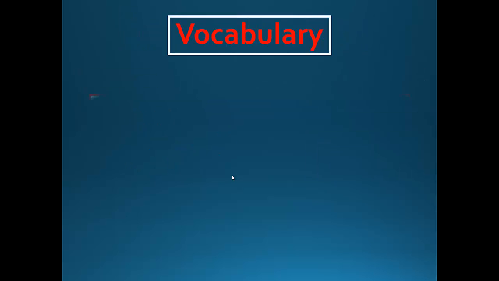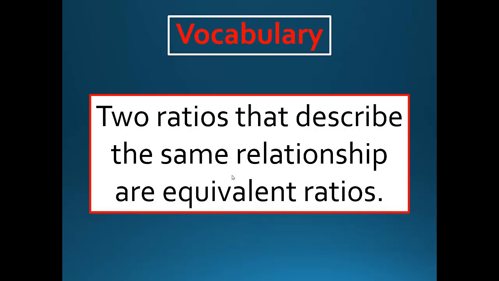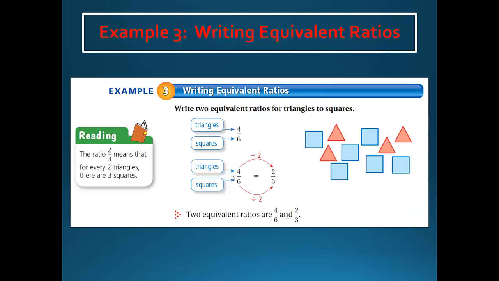Now we're going to look at our vocabulary. Two ratios that describe the same relationship are equivalent ratios. For our third example, we're writing equivalent ratios. Write two equivalent ratios for triangles to squares. So first we need to write our ratio for triangles to squares. If you look in the picture, we have 1, 2, 3, 4 triangles, and 1, 2, 3, 4, 5, 6 squares. So our ratio for triangles to squares is 4 to 6.